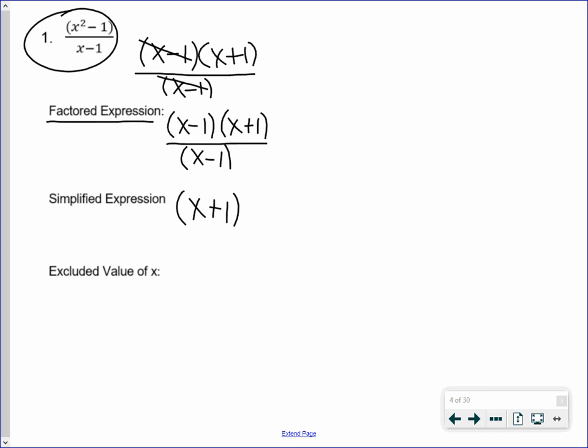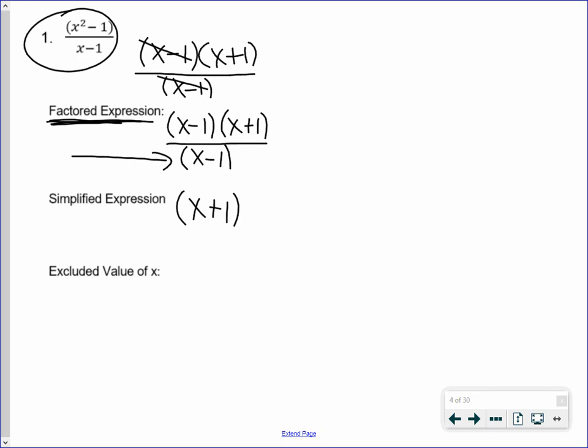And now we're going to look for our excluded values of x. To figure out what our excluded values of x are, we're going to go back to our factored expression, before we simplify or cancel anything out. When we do, we're going to look at the denominator, look at every single factor, and set each factor in the denominator equal to 0.